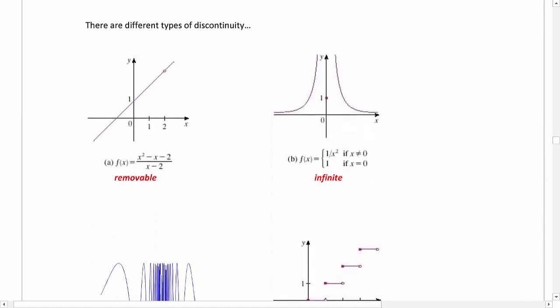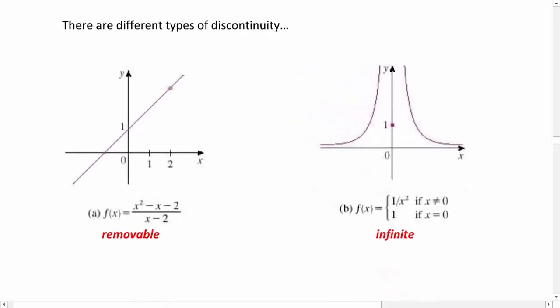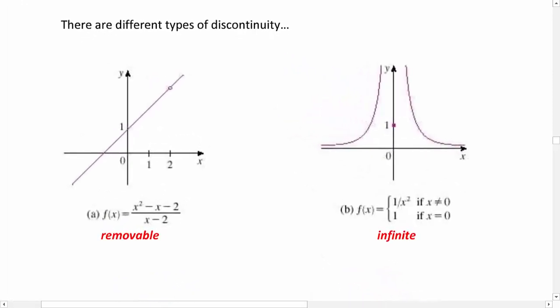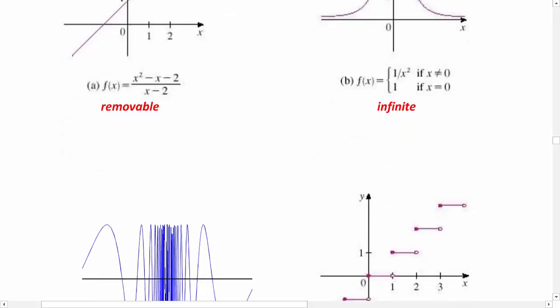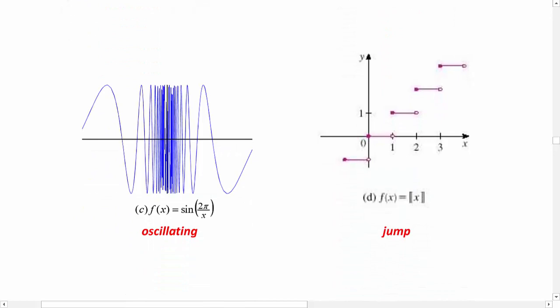There are different types of discontinuity. First up is a removable discontinuity where we just have a hole in the middle of our graph. We might have an infinite discontinuity where our graph is approaching some type of asymptote. There is oscillating discontinuity where our graph is oscillating so fast that it's not sitting still, so we can't say it's approaching a particular place. And then our last type is called jump discontinuity.